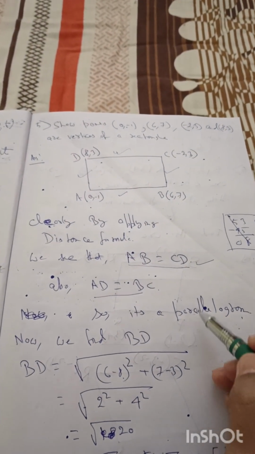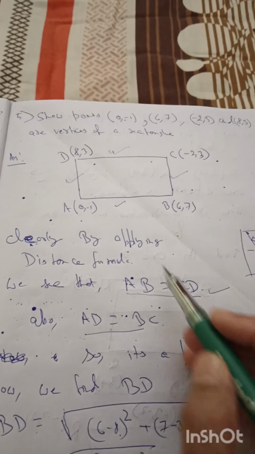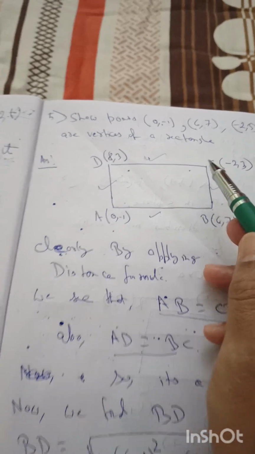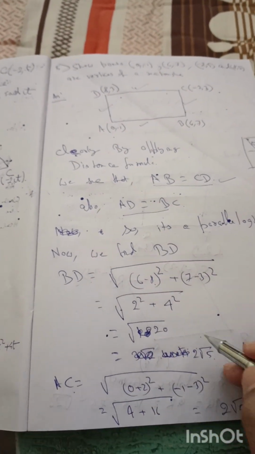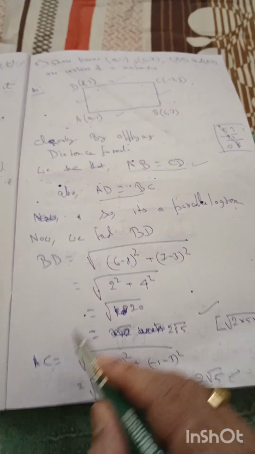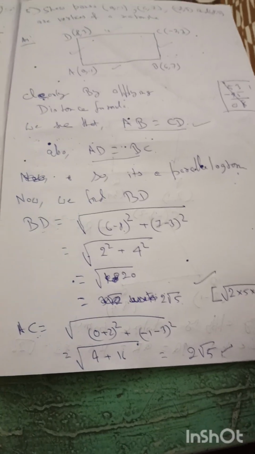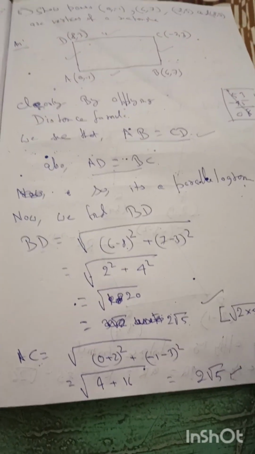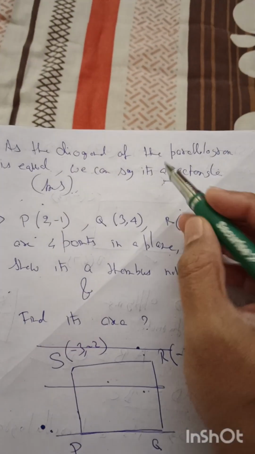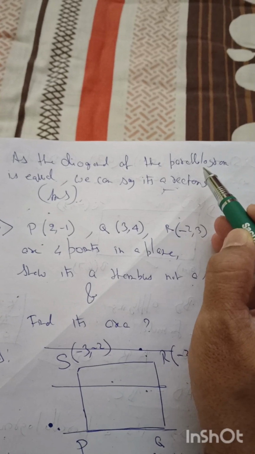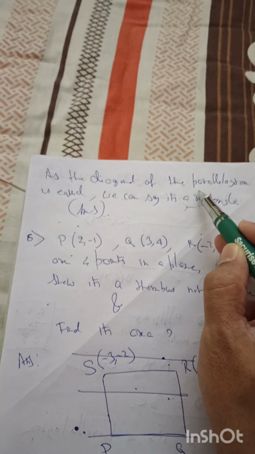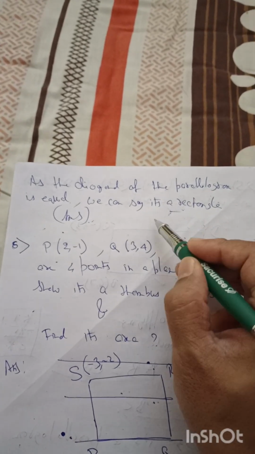Now we find the length of the two diagonals, that is we have to find BD and AC. We simply apply here the distance formula for BD, and AC is the other diagonal, and we see that BD and AC are equal in length. So the figure is a parallelogram with the length of the two diagonals equal. Hence we can say it is a rectangle.